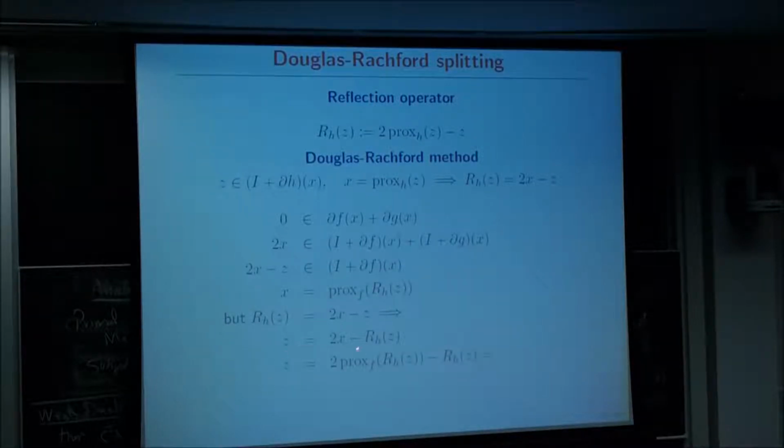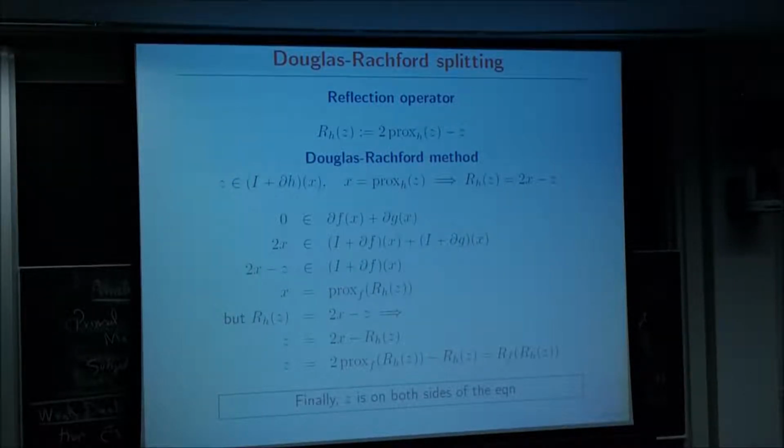So this 2x, now replace x. What was x? x is in terms of prox f applied to R. So you replace x by that, and this z is already there. So now we have z on both sides. So you actually get 2 times prox of f applied to some vector minus some vector. Hey, but what is that? That is just the reflection operator of f. So now we managed to massage that inclusion into a fixed point type equation, z is on both sides. So now we are almost there.